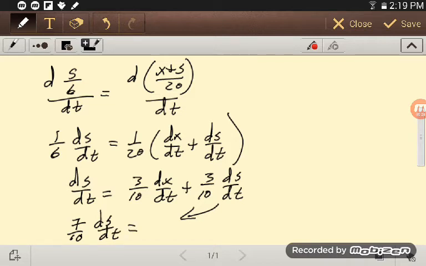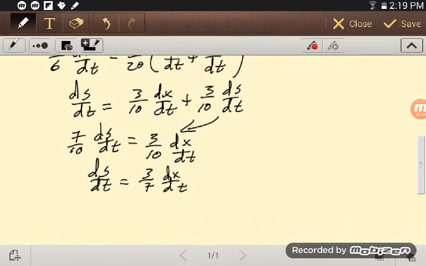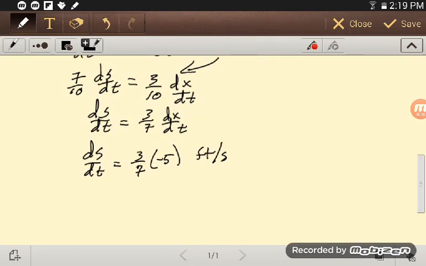is equal to 3/10 dx/dt, and so ds/dt is 3/7 dx/dt, and dx/dt was -5, so our ds/dt is 3/7 times -5 feet per second, and so we get -15/7, or about -2 feet per second.